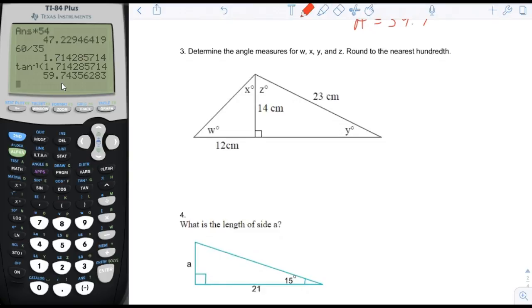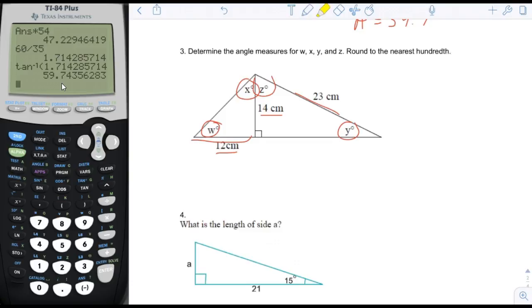Here we have a lot of unknown angles. We want to know all of these angles, okay? And we have known sides. We have 12 centimeters known for this side. The height is 14 centimeters, and the hypotenuse here is 23. Let's figure out all these angles.